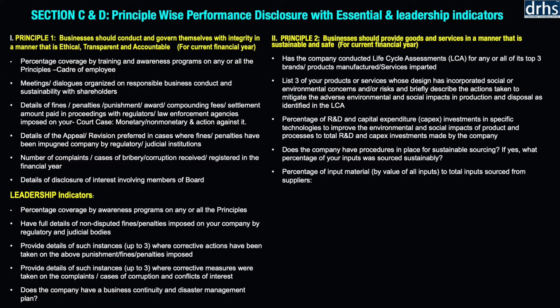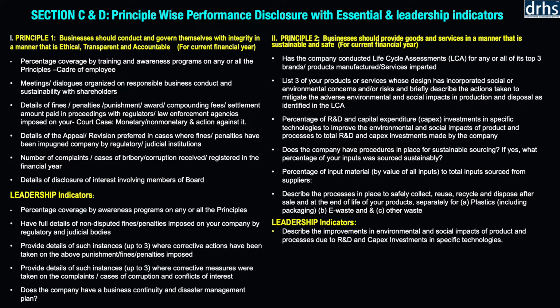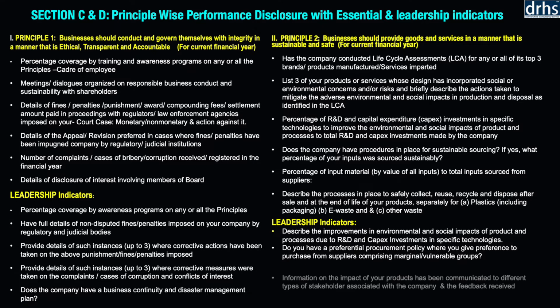While leadership indicators for Principle 2 narrate improvements in the environmental and social impact of the product and process due to R&D and CAPEX investment, it seeks information on preferential procurement policy, information on impact communicated to different stakeholders and their feedback, and finally seeks information on recycled or reused input to the total raw material production in value of INR.